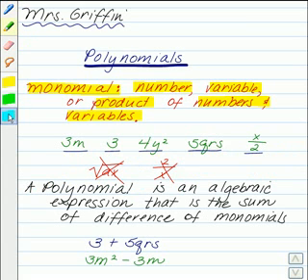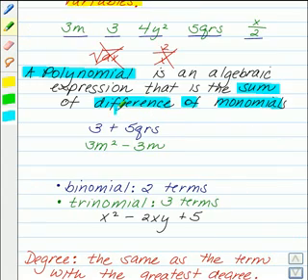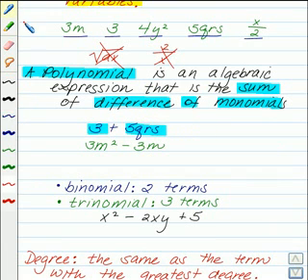Now that we remember what monomials are, we can talk about a polynomial. A polynomial is an algebraic expression that is the sum or difference of monomials. Like here, we've got 3, which is a monomial, and 5qrs, and we've got their sum. So 3 plus 5qrs, this is a polynomial. Also, 3m squared minus 3m, two monomials, and we're subtracting them, so this is a polynomial.